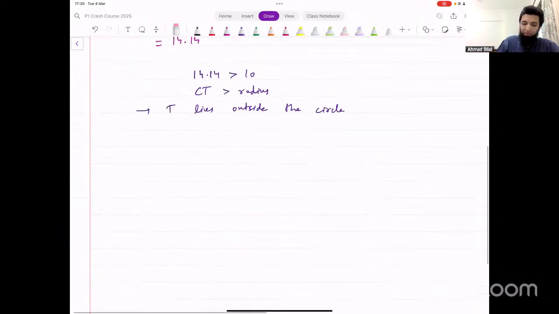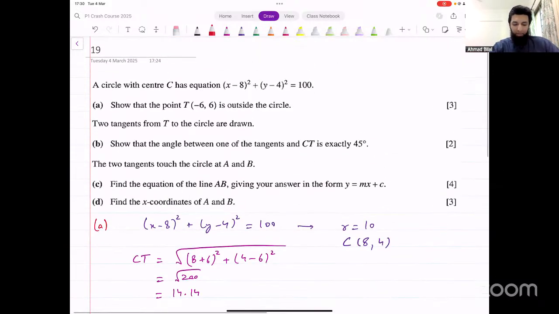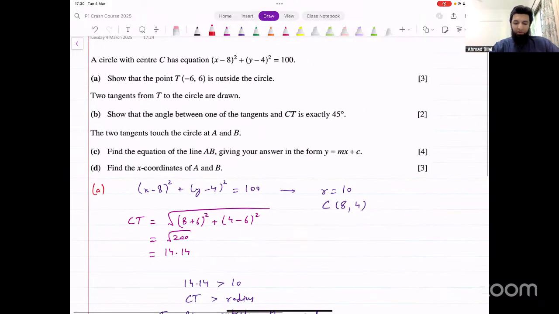Okay. Now that's part A. What about part B? Two tangents from T are drawn to the circle. Show that the angle between one of the tangents and CT is exactly 45 degrees. Okay, now how do we think about this? Again, I would recommend you draw a diagram, and that will help you understand this better.